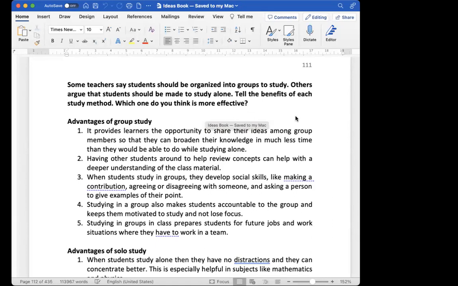Now, this is whether students should be made to study in groups so that they learn from each other, or solo study should be promoted among them. So you have to tell the benefits of each study method, and you have also to tell which one is more effective. So this is which type of an essay? Tell me.